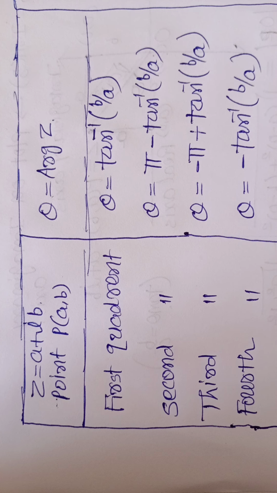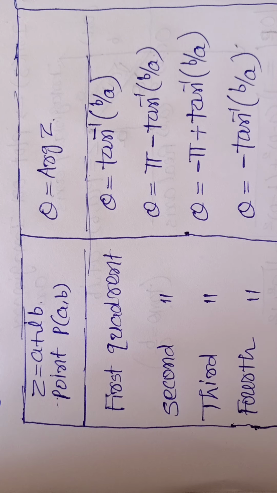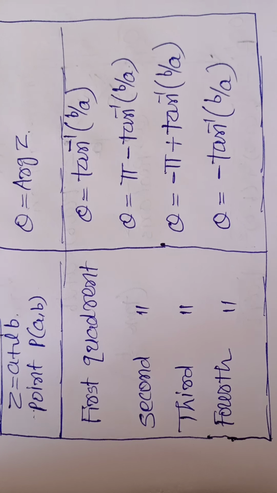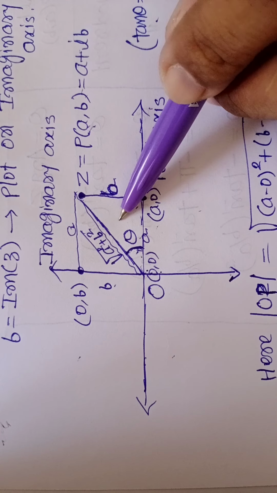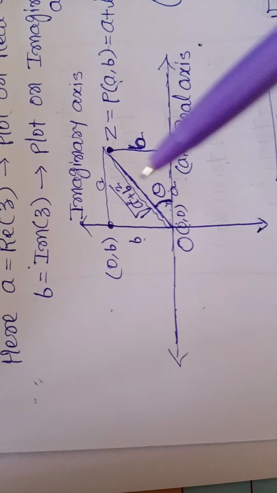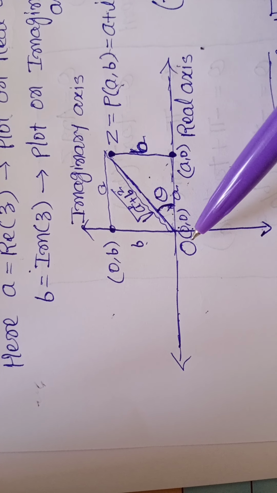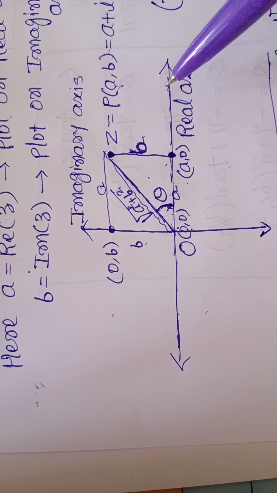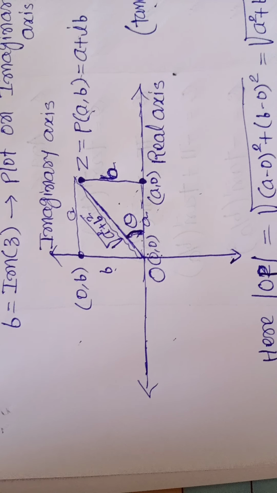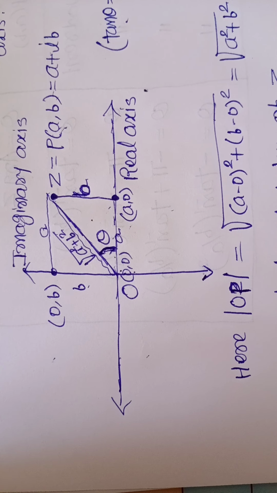So this is the way to find the argument and modulus of a complex number. If any complex number is given, you can find its argument and modulus. So I repeat once again, what is modulus? Modulus is under root a square plus b square, denoted as small r. And what is argument? Argument is the angle that the line from the point to the origin makes with the real axis. That angle is known as the argument, or the principal argument also.